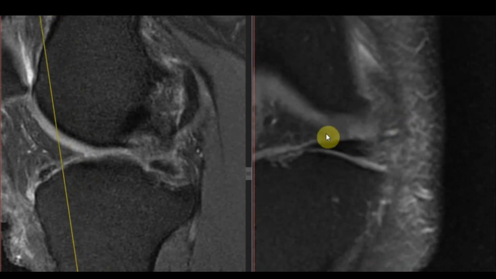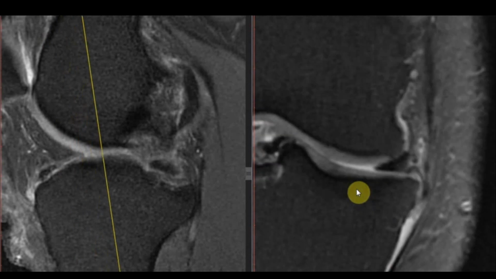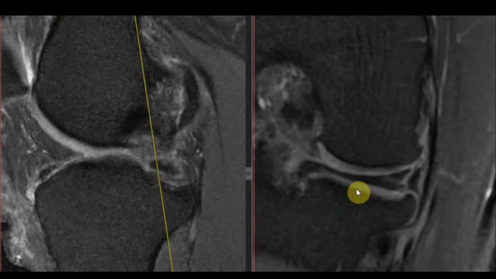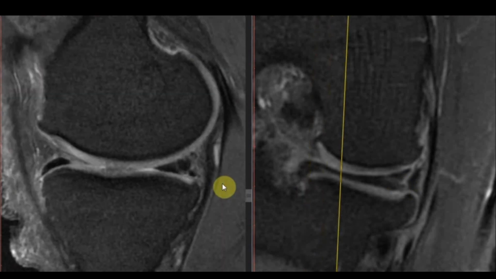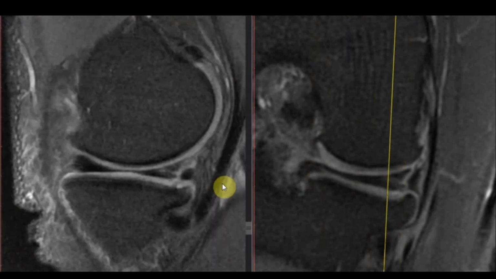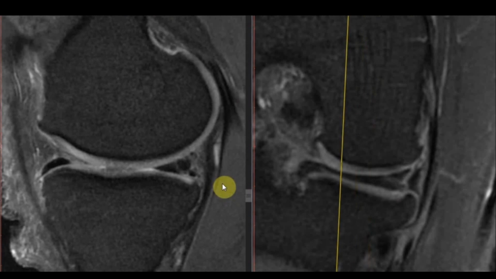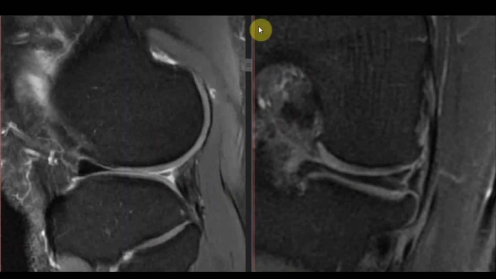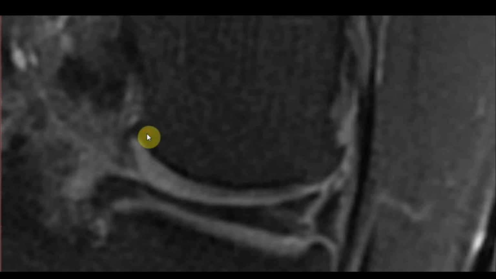The posterior root attachment is normal. And as you can see, there is a combination of vertical and horizontal tear involving the posterior horn. Let's move to the next case.